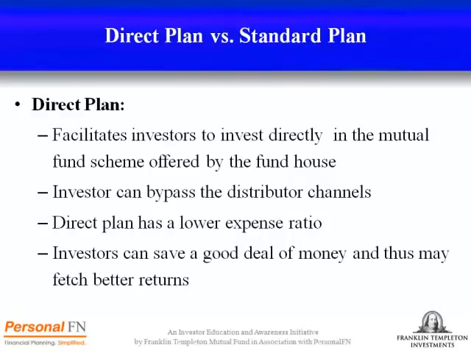Today, while investing in mutual fund schemes, investors can opt for either the direct plan or the standard plan. So let's learn what they mean. First, direct plan. Opting for this plan facilitates investors to invest directly in mutual fund schemes offered by the fund house. So here, investors can bypass the distributor's channel. Direct plan has a lower expense ratio as against the standard plan. So the investors can save a good deal of money and thus may fetch better returns.